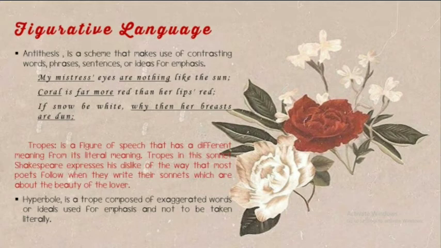In this sonnet, Shakespeare expresses his dislike of the way that most poets write their sonnets, which are about the beauty of the lover. Another trope in this sonnet is hyperbole. It is composed of exaggerated words or ideas used for emphasis and not to be taken literally. Shakespeare decided to take the similes and metaphors in this sonnet in the other direction, where he exaggerated his love's weakness rather than her strength.